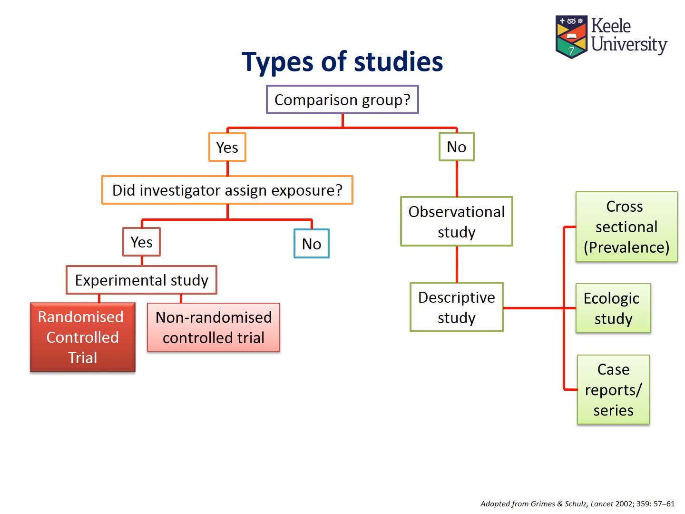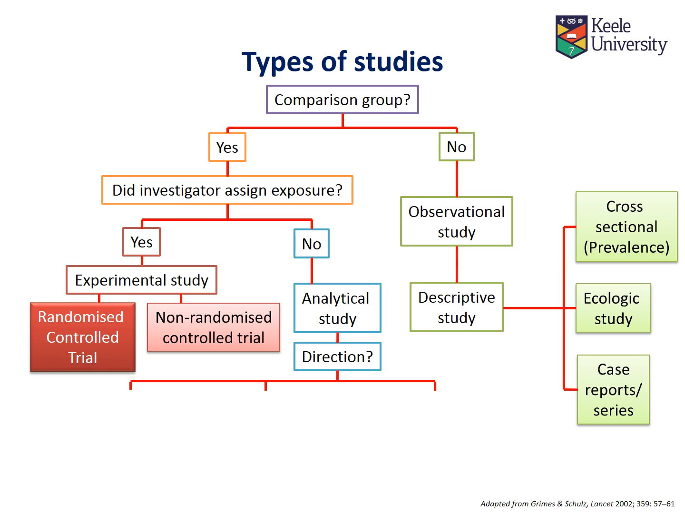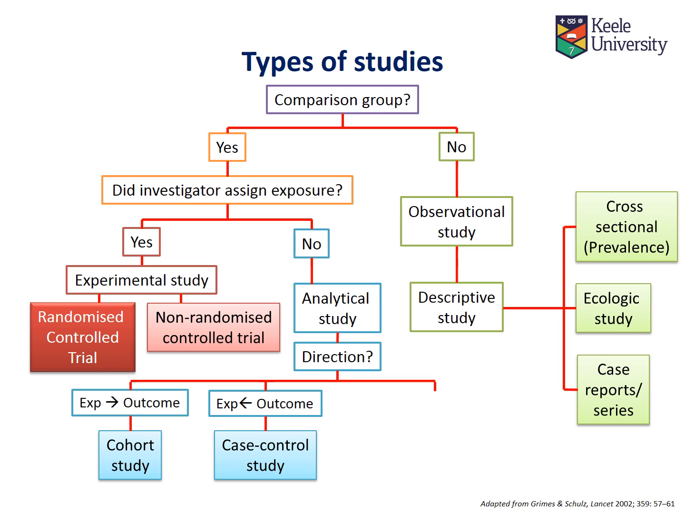If an investigator was not involved in assigning to exposure, but we still have two groups, then we call this an analytical study. And depending on the direction between the exposure and the outcome, we have three types. If we start with the exposure and we follow people up and see what happens for a particular outcome, this is called a cohort study. If we start with the outcome and then go back and look for information or data on the exposure of interest, then this is called a case control study.